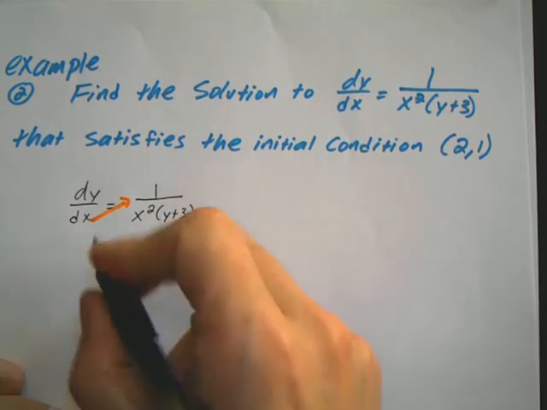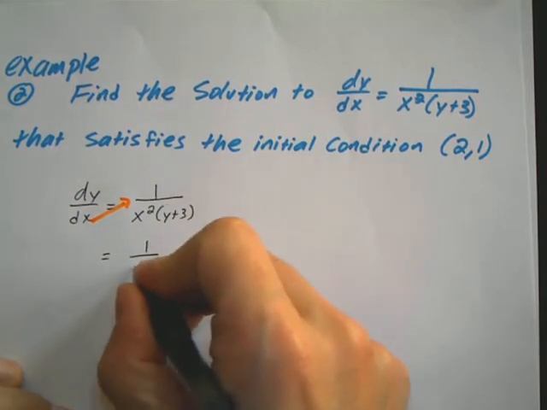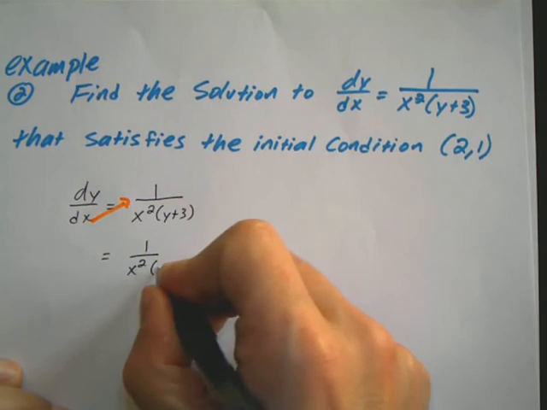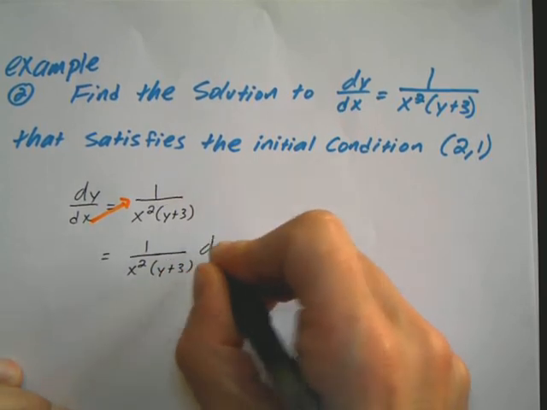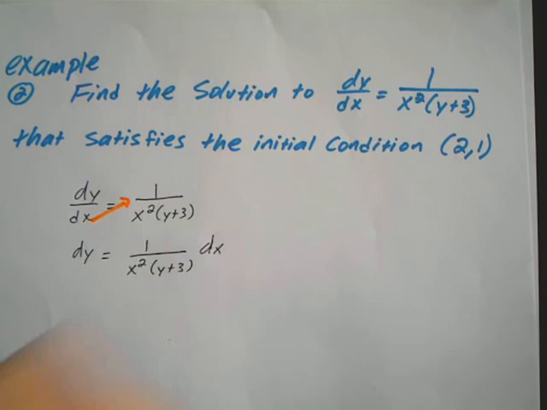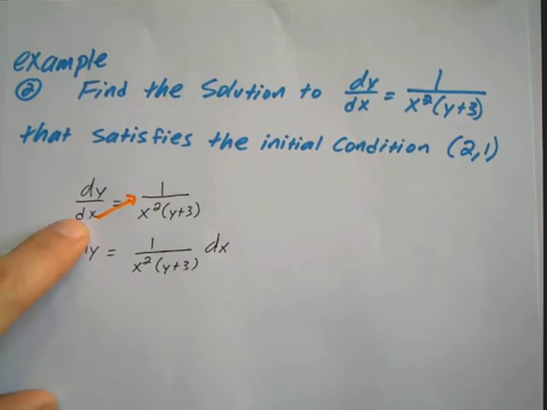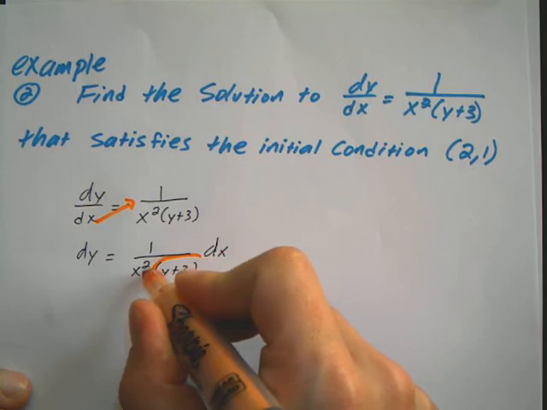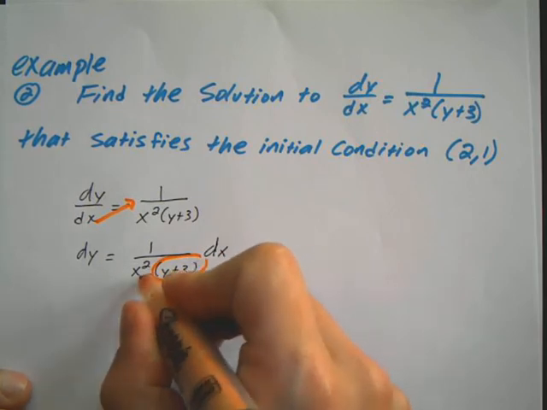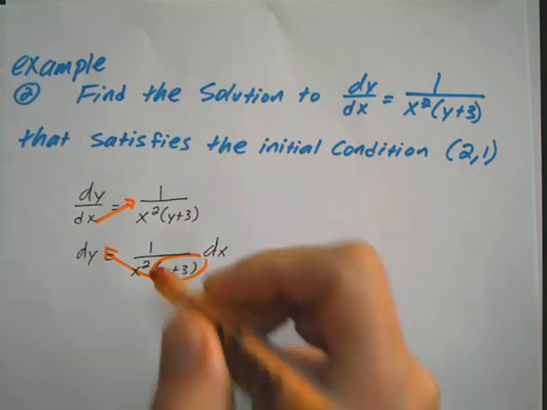So it would be turned into 1 over x squared dx, and then dy. Alright, so I just multiply the dx on this side. And then I want to take this y plus 3 term and then multiply it over here on this side.